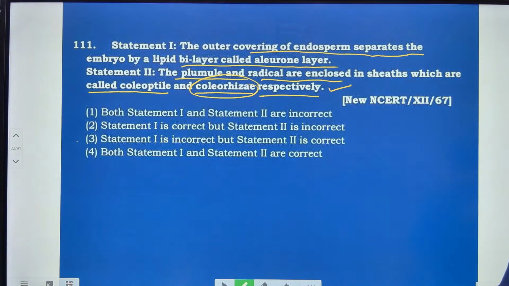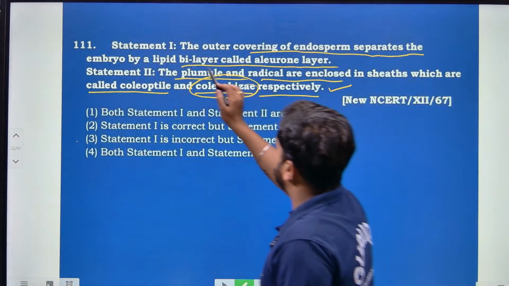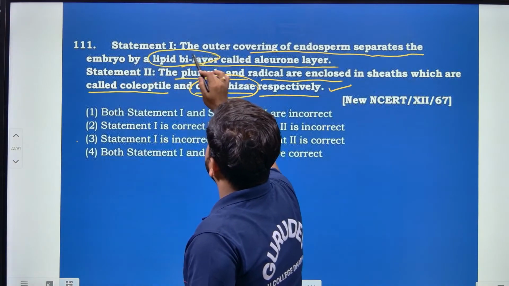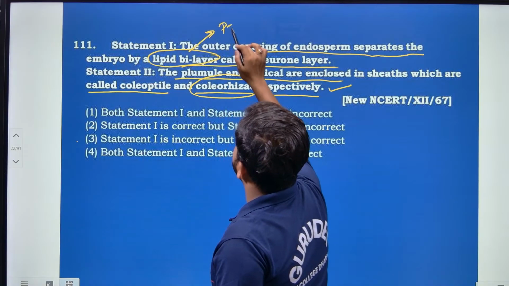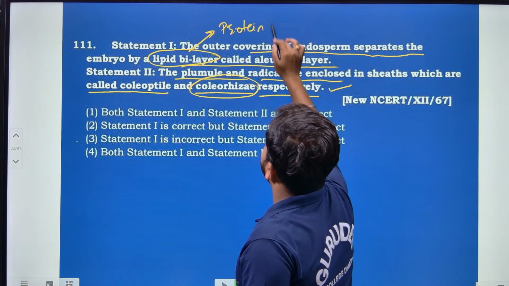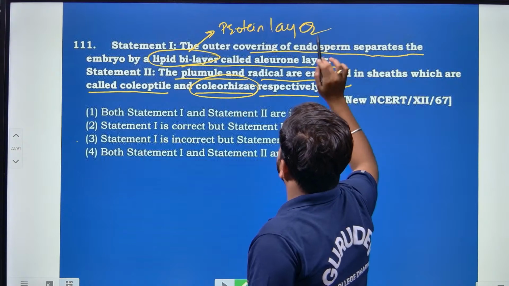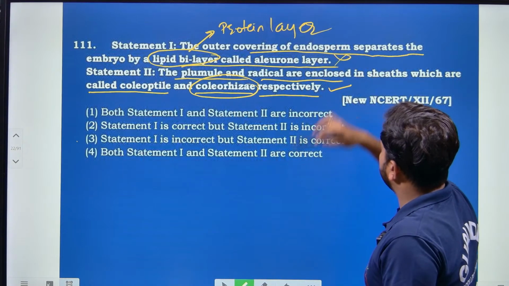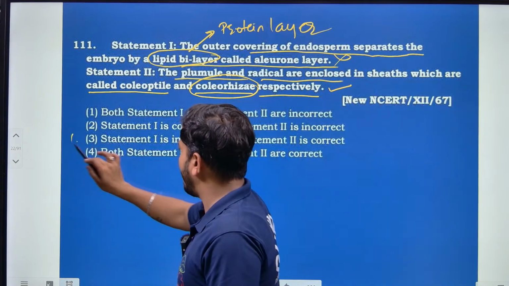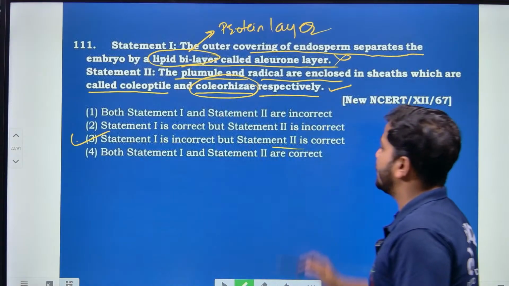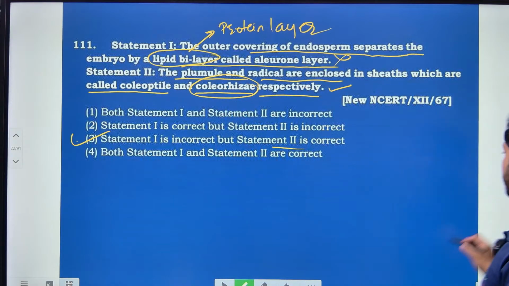But if you consider statement 2, the outer covering of the endosperm separates the embryo by a proteinous layer called the aleurone layer, right? They told it as a lipid bilayer, but it is not a lipid bilayer, it is a protein layer, right? So according to that, this statement is wrong. So here statement 1 is incorrect and statement 2 is correct, right?